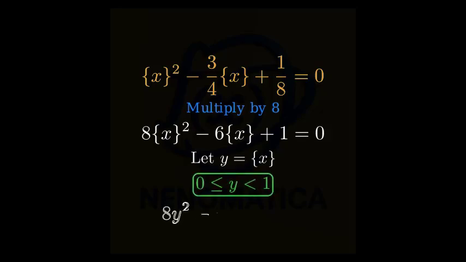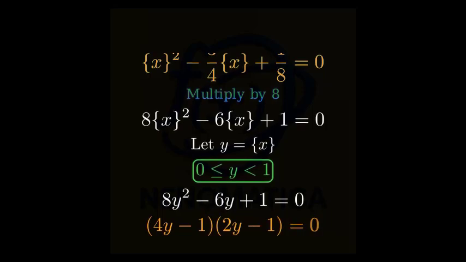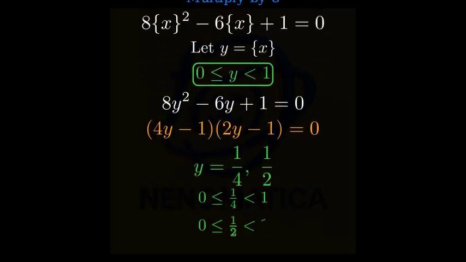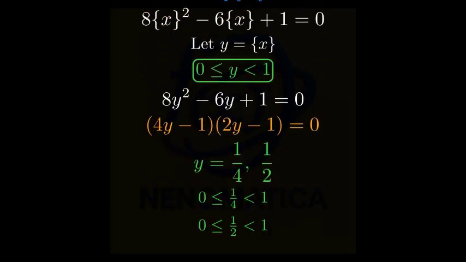So we solve the quadratic in y, where 0 is less than or equal to y, and y is less than 1. Step 3. Factor the quadratic. 8y squared minus 6y plus 1 factors as (4y minus 1) times (2y minus 1) equals 0. Setting each factor equal to 0 gives y equals 1/4, or y equals 1/2. Both values satisfy the condition that y is between 0 and 1.